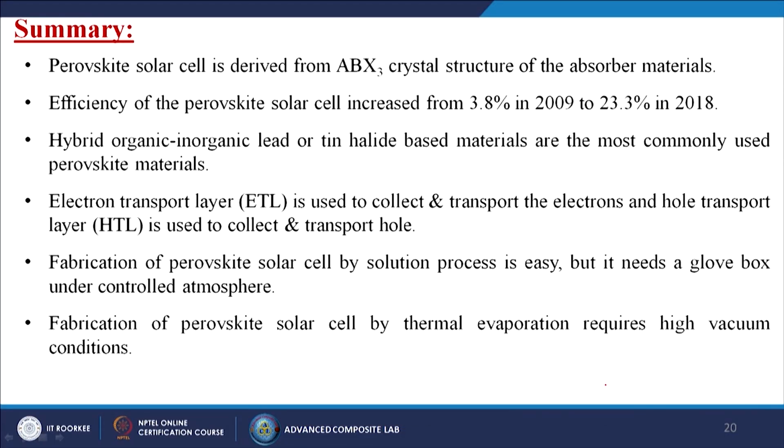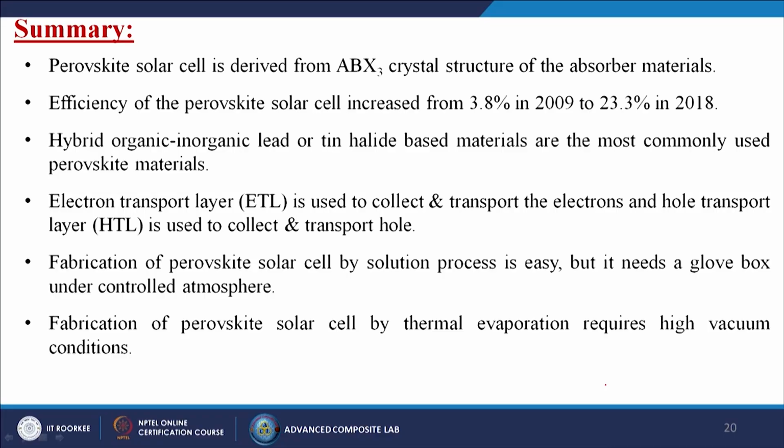Electron transport layer is used to collect and transport the electron, and hole transport layer is used to collect and transport the hole itself. Fabrication of perovskite solar cells by the solution process is very easy, but it needs a glove box or a controlled atmosphere, particularly controlled temperature and environment. Fabrication of perovskite cells by thermal evaporation requires high vacuum conditions.